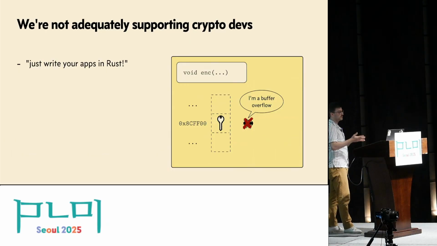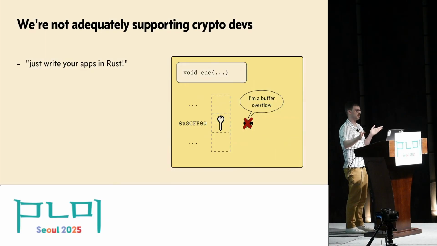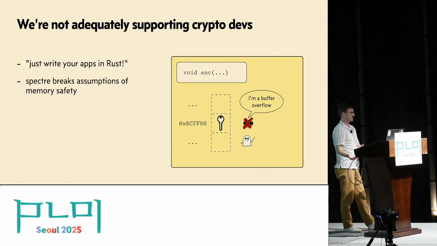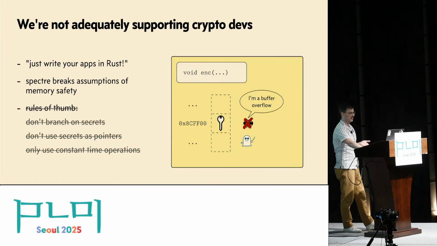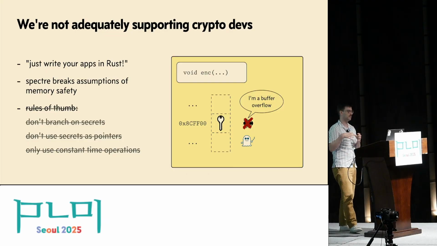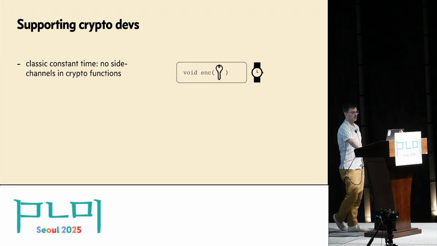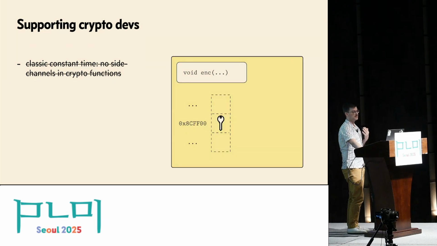You might say, just write your applications in Rust, so that we don't have to worry about buffer overflows. However, in the modern era, we also have to worry about things like Spectre and speculative execution, which break all of our assumptions of memory safety and also ruin many of our rules of thumb about building constant time cryptographic libraries. So with classic constant time, we have a security property that captures that there are no side channels in the crypto functions, but this doesn't capture the larger picture.